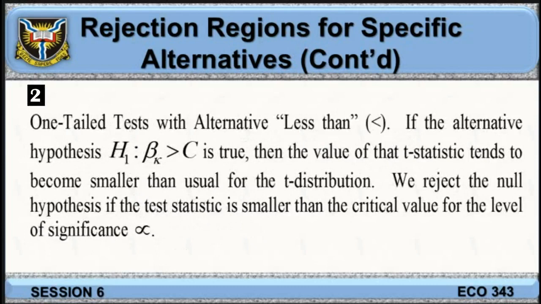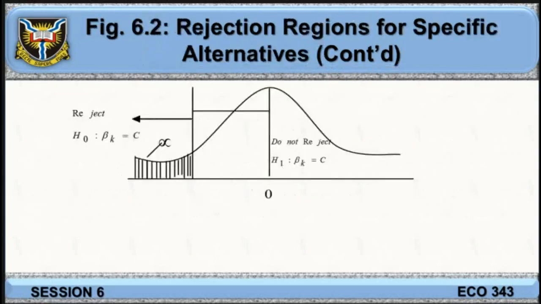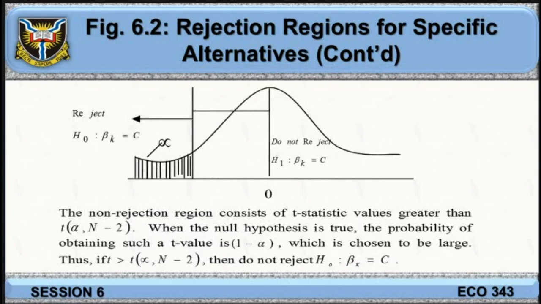2. One-tailed test with alternative less than. If the alternative hypothesis H1 such that beta x is less than C is true, then the value of the t statistic tends to become smaller than usual for the t distribution. We reject the null hypothesis if the test statistic is smaller than the critical value for the level of significance alpha. The rejection rule is to reject the null hypothesis and accept the alternative hypothesis if t is less than or equal to t(alpha, N minus 2).